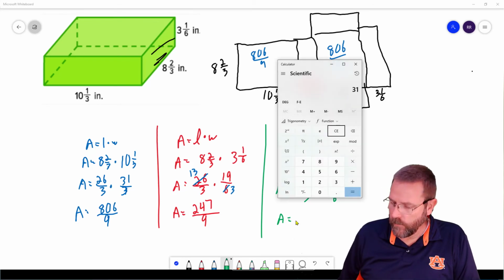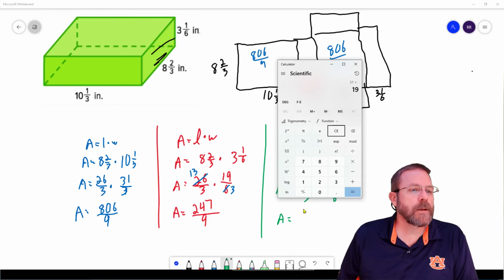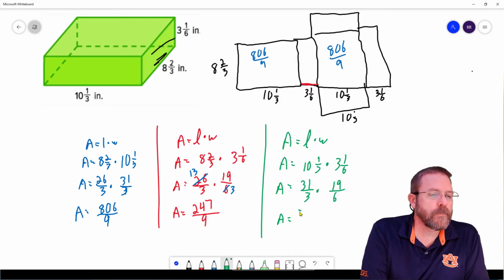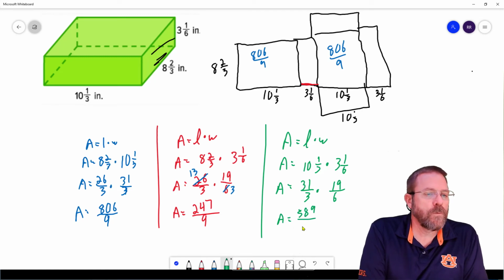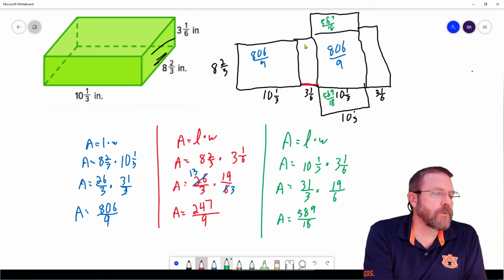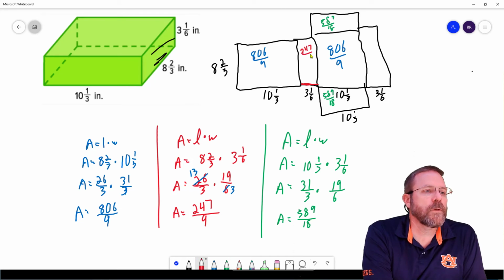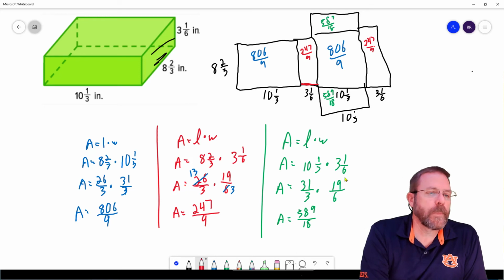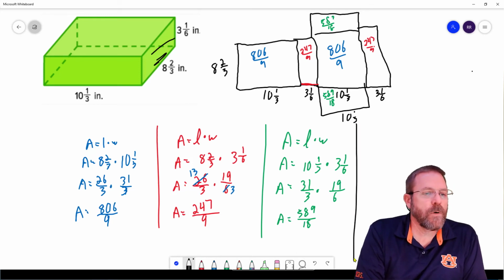So I'm going to do 31 times 19, I believe my answers were, which is going to be 589 over 3 times 6, which is going to be 18. And that I'm going to be putting here, 589 over 18, 589 over 18, and I just realized I did not put my reds in, which was 247 over 9, and 247 over 9. Now comes time to add them all up.